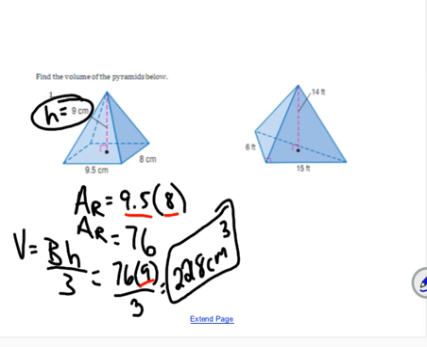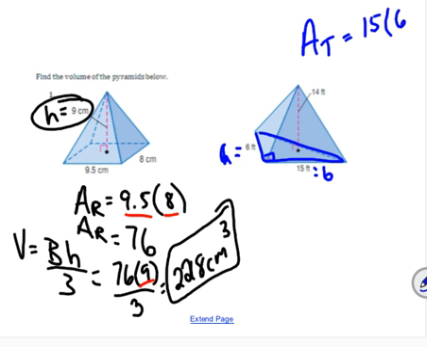Then like this one. This is actually the area of a triangle. If you look at this, this is a triangular base, and there's a right angle there. That's good, because 15 is my base, 6 is my height of the triangle. So I would do base 15 times height 6, divided by 2. My area of the triangle is going to be 45 feet squared.